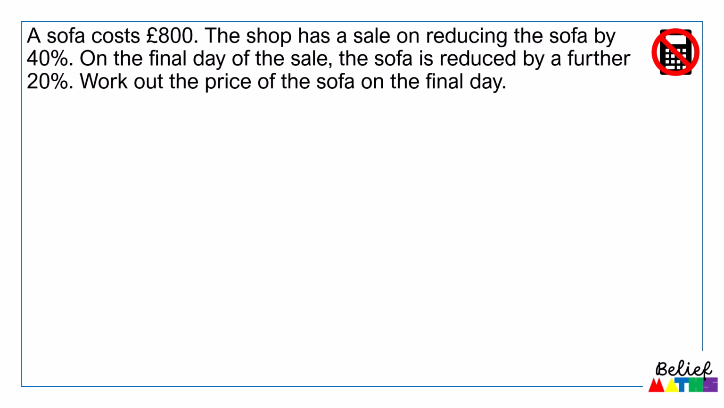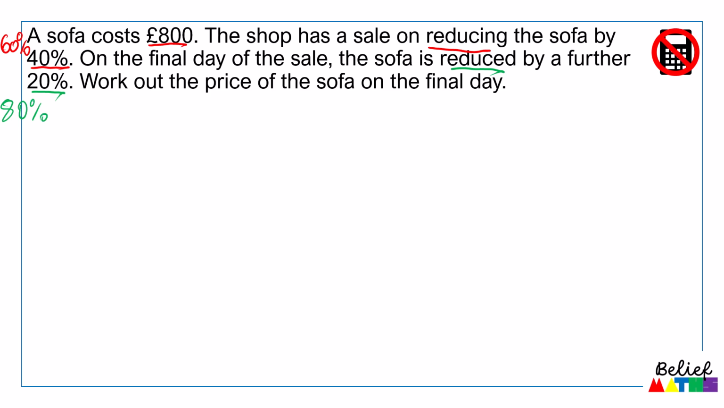Okay, moving on to our final non-calculator question. It says a sofa costs £800. In the shop, they reduce the price by 40%. Well, that means we're going to be left with 60%. So we can put that there. And then it says on the final day of the sale, the sofa was reduced again by a further 20%. Okay, so that means we're going to be left in this case with 80%.